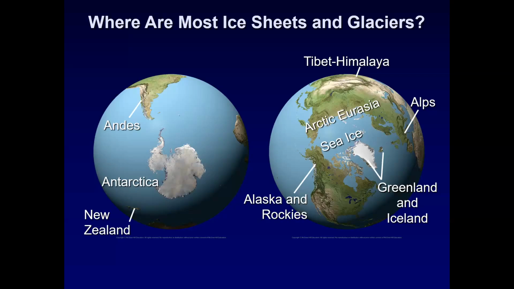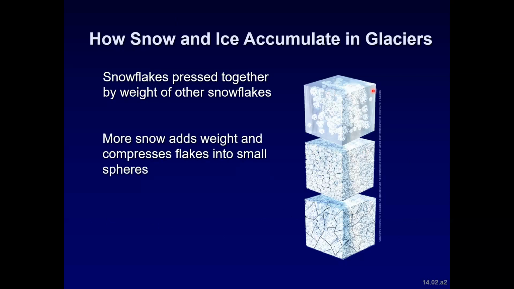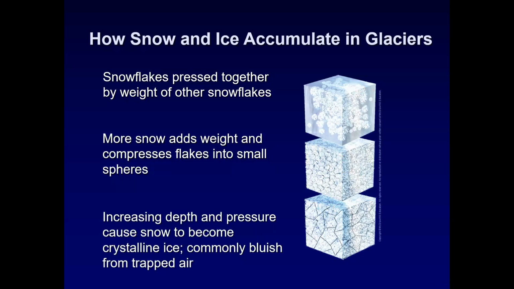You have to have sufficient precipitation and cold enough temperatures to create these things. So how does snow and ice accumulate in glaciers? Well, snowflakes are pressed together by the weight of other snowflakes that pile on top of them. They become more dense. More snow adds weight and compresses snowflakes into smaller spheres. And they actually change their crystal shape with increasing depth and pressure. It causes the snow to become crystalline ice, and it looks bluish because it has trapped air in it.